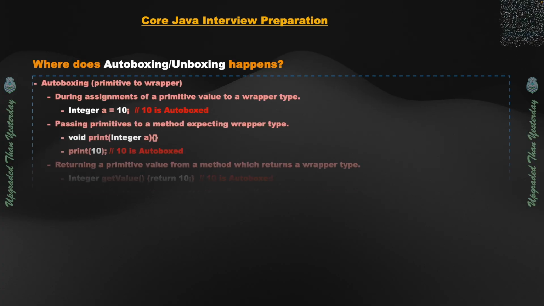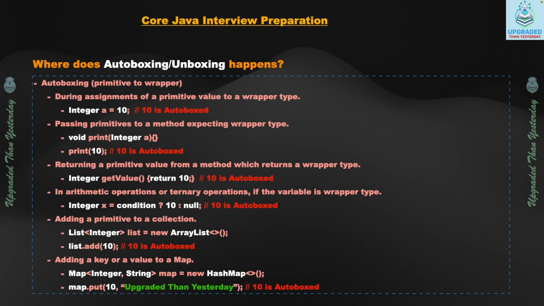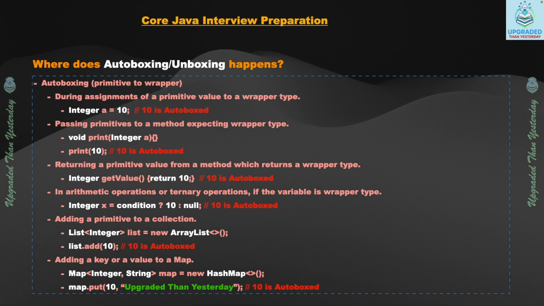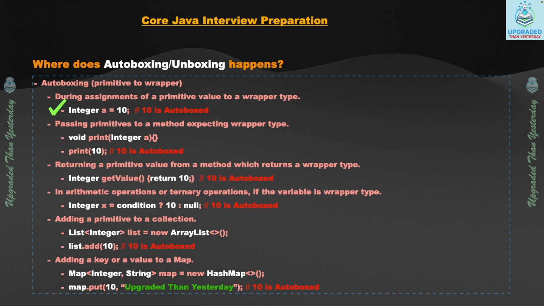Let's understand where autoboxing and unboxing happen. Let's start with autoboxing. There are multiple places where autoboxing happens. Here I have listed a few. Autoboxing happens during assignments of a primitive value to a wrapper type. For example, Integer a is equal to 10. Here the primitive value 10 is autoboxed internally.